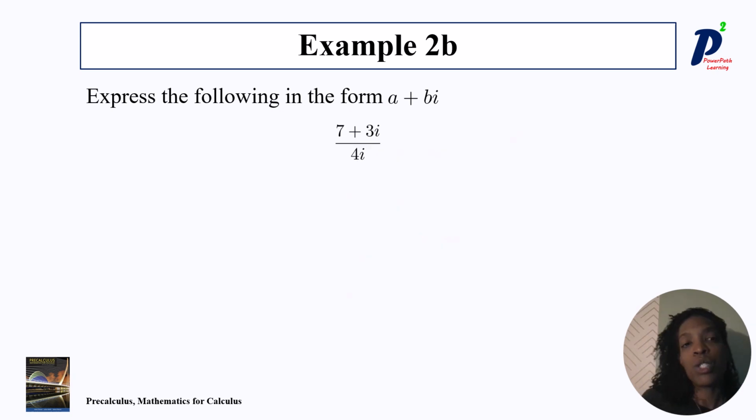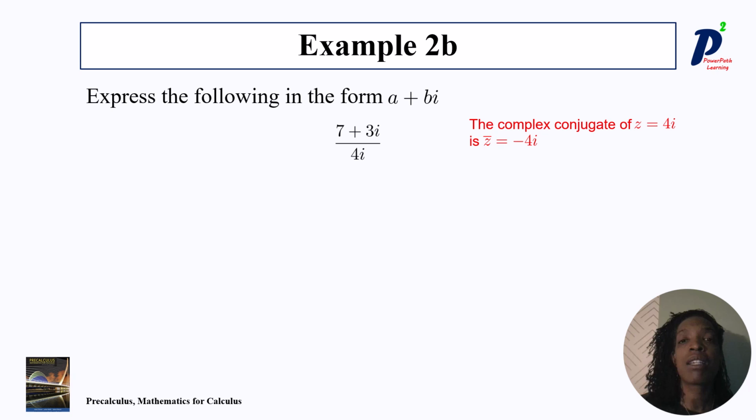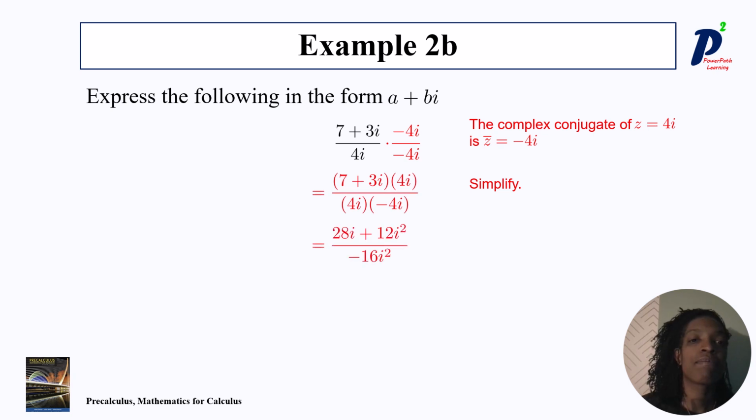So in this example, I need to simplify 7 plus 3i over 4i. I do suggest that you pause the video and give this one a try. I'll start now. Okay, so I need my complex conjugate, which is negative 4i. I multiply my numerator and my denominator by that, and then I simplify. Substitute for i squared, always, and I get 12 minus 28i over 16. Now remember, we were asked to split this into a plus bi form, which means we need to split our fraction and reduce, which gives us 3/4 minus 7/4 i.